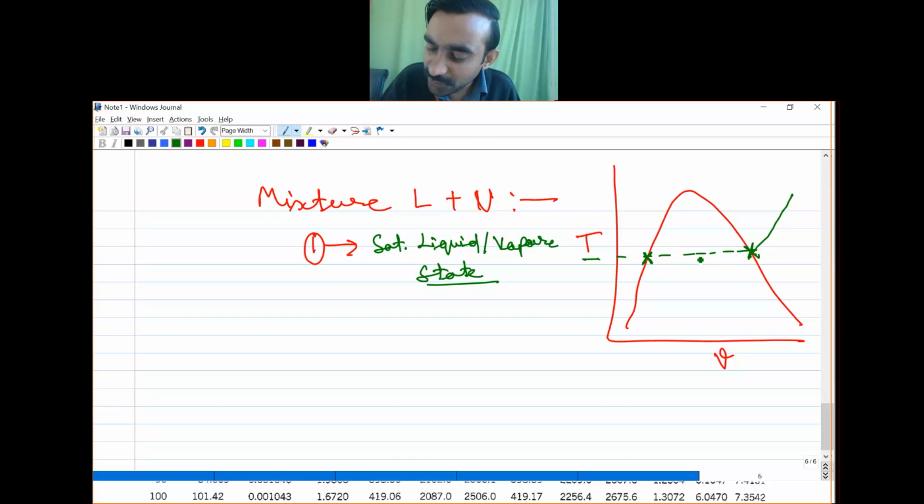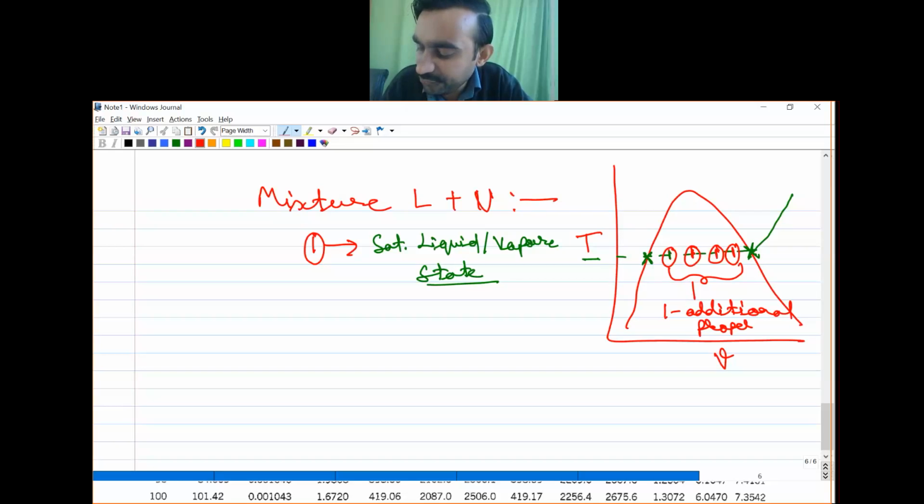However, if we have to determine the property in between the liquid vapor phase, whether I need to point to this particular location or this location or this location, that is something we do not know. So in case of a mixture in the liquid vapor dome, we require one additional parameter in order to point at any specific location in between the liquid vapor dome.